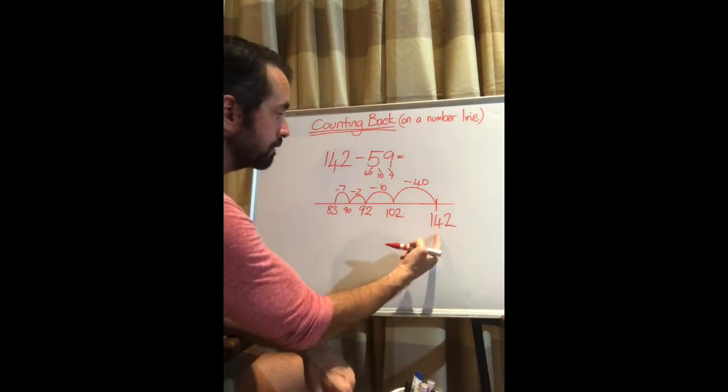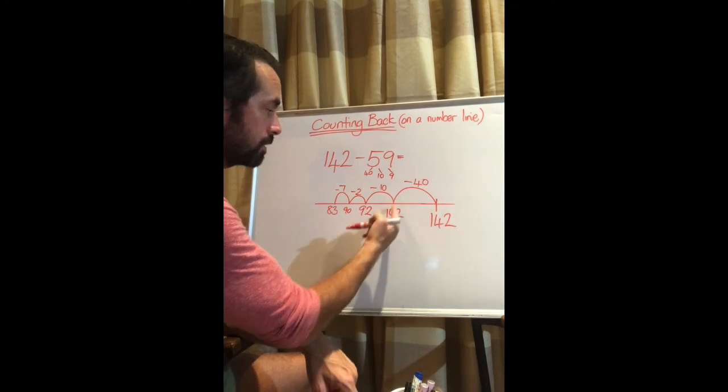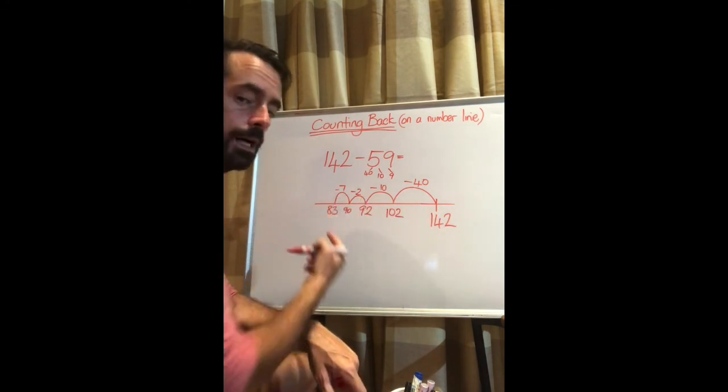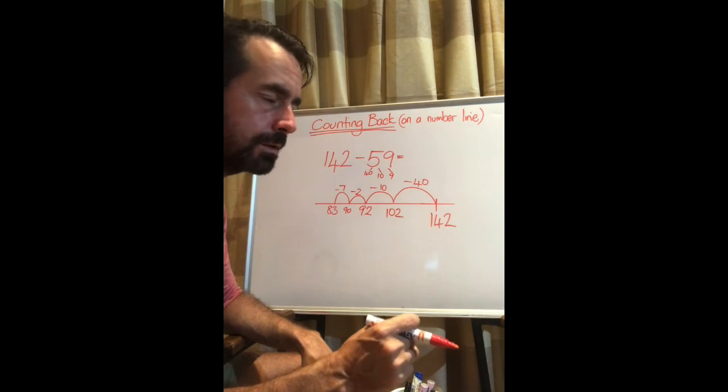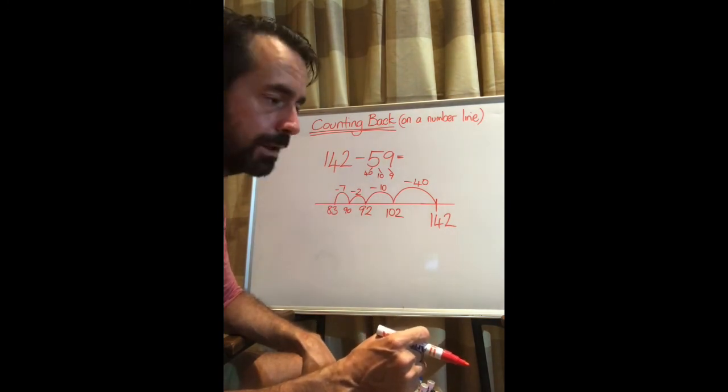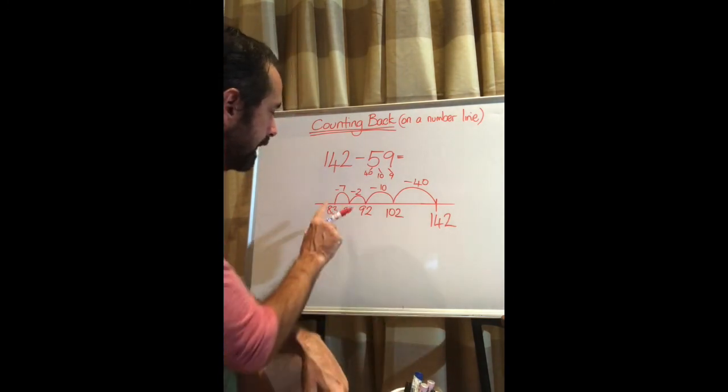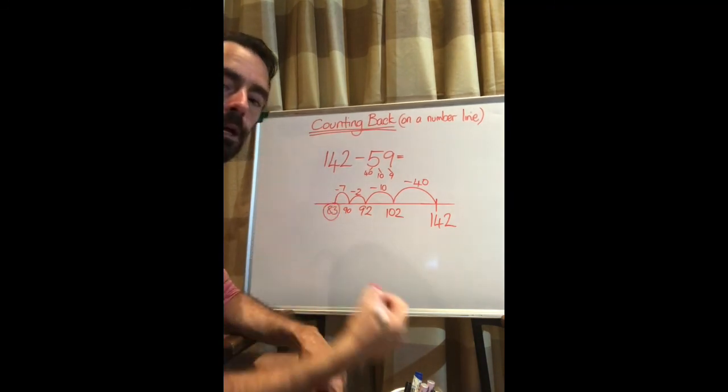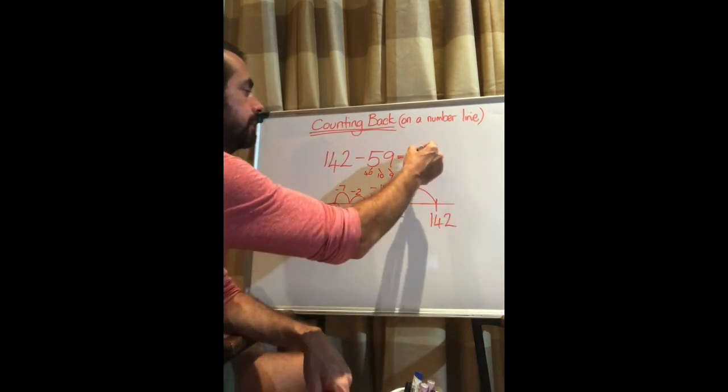I started with 142 and I took away 59 in steps because I wasn't confident enough to take 59 away in one go. And I was left with 83. And that's my answer.